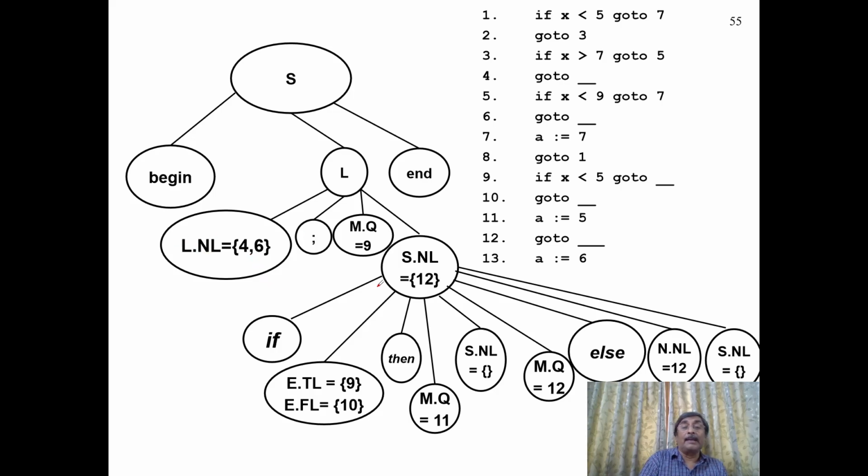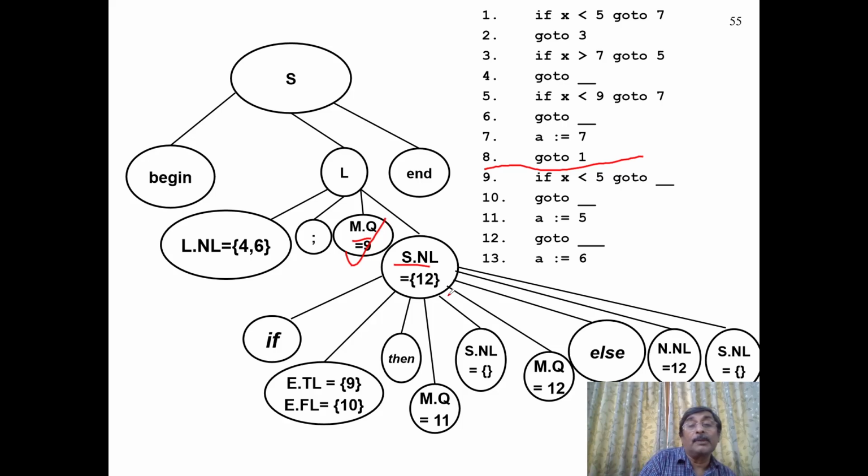If I do that, then my L dot nl is equal to 4,6, and I come to generate my M dot q is 9. Why? After all, this M produces epsilon. This particular semantic action was taken before the semantic action for this S was taken. So at that point of time, the current quadruple number was 8, up to the end of the while block. And then if I find out the next word will be 9, and therefore M dot q is 9.